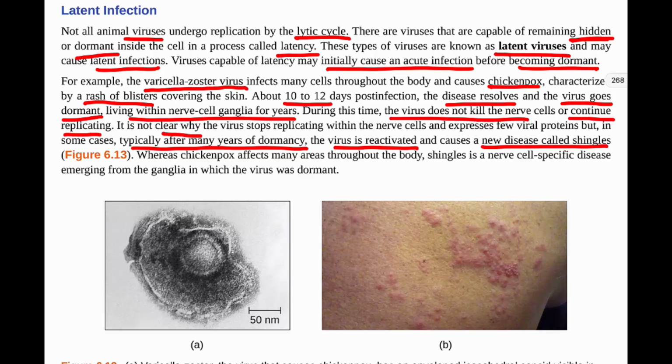Chickenpox affects many areas in the body, but shingles is a nerve cell specific disease, and then it emerges from that ganglia where the virus is dormant. So we see it in more localized areas.